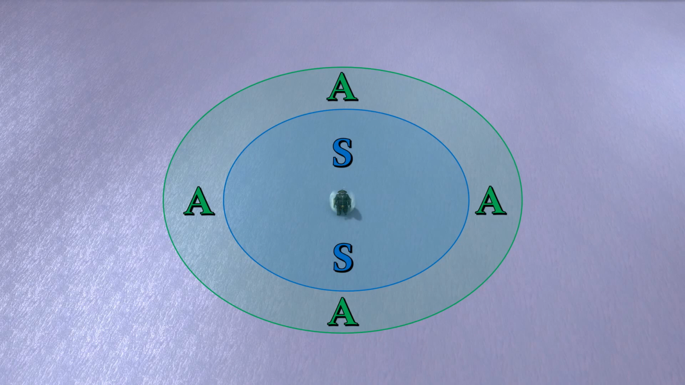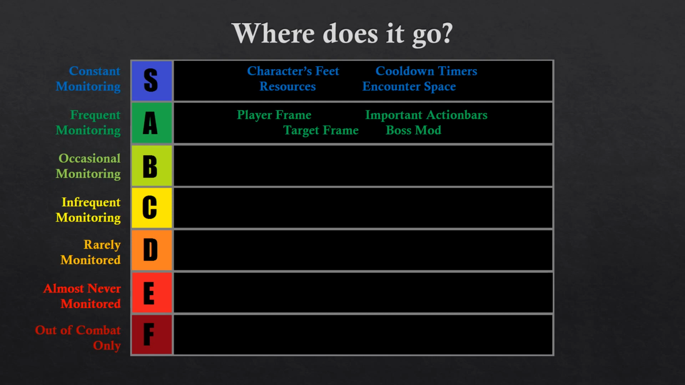If you're looking off in the top right corner because that's where you decided to put your cooldowns, like some kind of doofus, then you're not going to be looking at your character. There could be something happening that might kill you. So this A space is where you're going to put things like your target frame, your player frame, important action bars or WeakAuras.